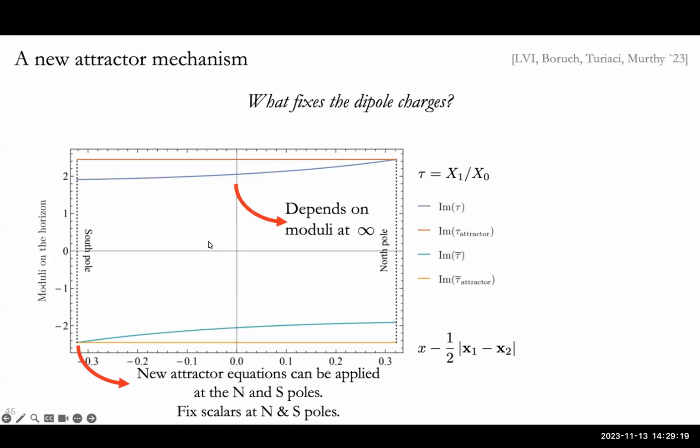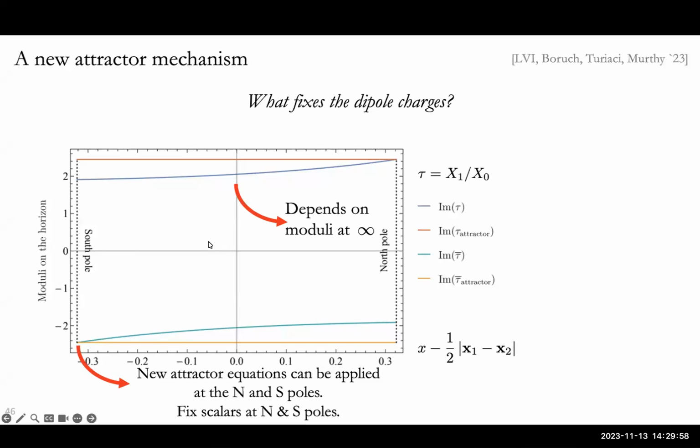So in this plot, I plot this gauge invariant ratio of the scalar in one multiplet divided by the scalar in the other, along the horizon of the black hole. In blue, you can see, as an example, the imaginary part of tau. And you can see that it varies along the horizon of the black hole, in contrast to the old attractor solutions in which the scalars were just constant at the horizon and got attracted to a value that just depended on the charge.